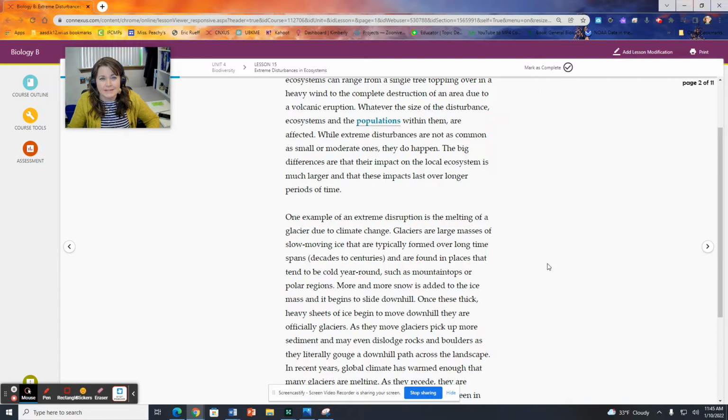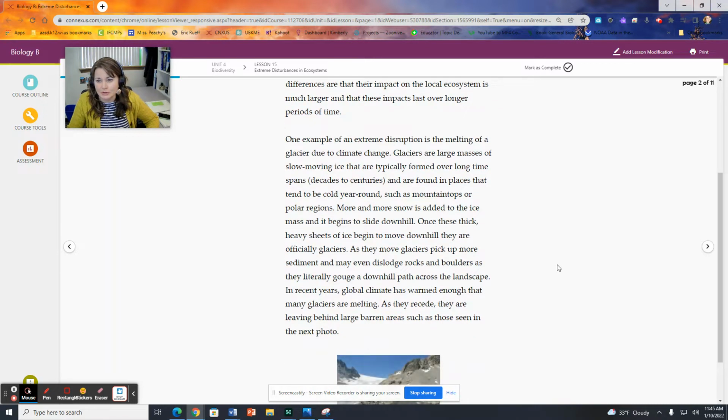change ecosystems oftentimes. Examples of extreme disruptions include a glacier moving through an area and then melting back. It talks a little later about a volcanic eruption. What these have in common is that glaciers, when they come through an area, tend to not just get rid of living things, but they actually get rid of soil in an ecosystem. So disruption of soil is an important part of these extreme disturbances.